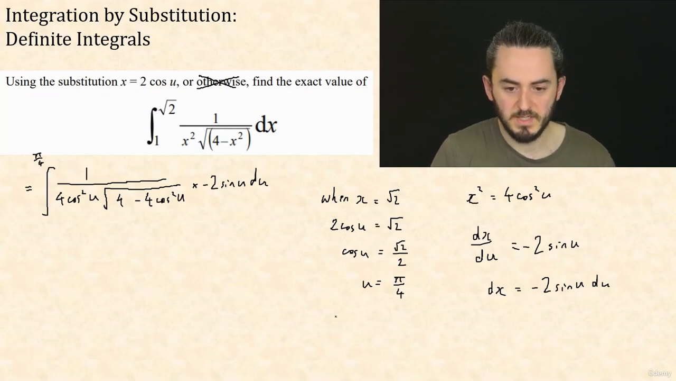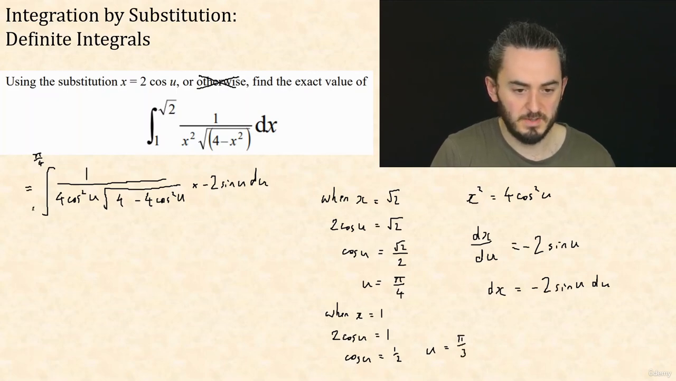Now what about this one here? So when x is 1, we're solving 2 cos u equals 1. So that's cos u equals a half, and that means that u is pi over 3. So this limit here becomes pi over 3.